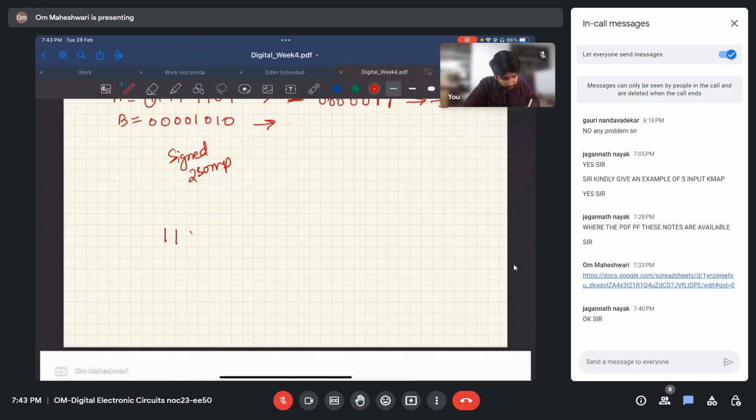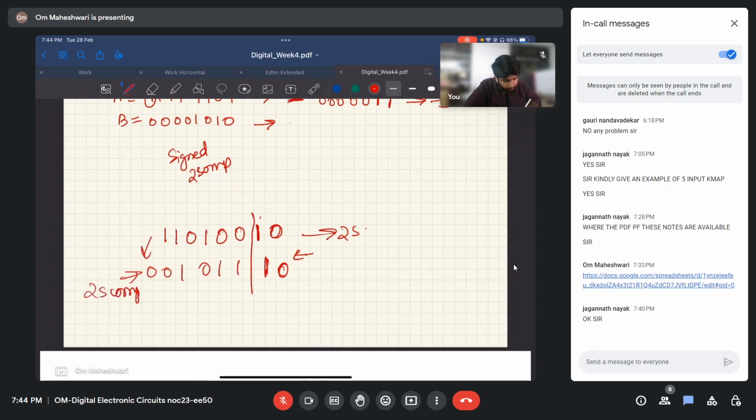Let's say you have any number, 1101, or let's say 0010. To make it two's complement, you start from the left side. If there is a zero, just write it as it is. If there is the first one you encounter, write it as it is. And after you encounter the first one, just invert all the digits. 110100. So this is the two's complement for this.